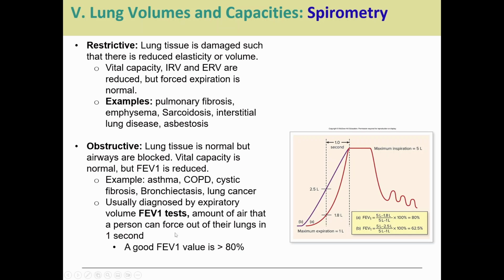That's where the percentage comes from. We're saying in 1 second, the forced expiratory volume should be about 80% or higher than the forced vital capacity. If it's lower than that, then that's indicating that we have one of these obstructive conditions.